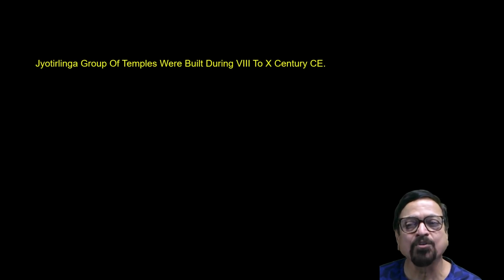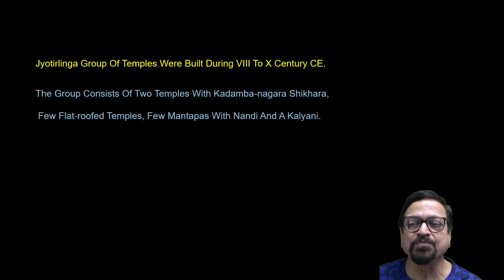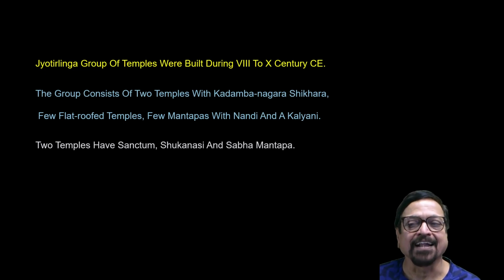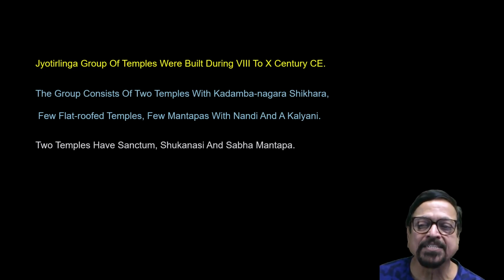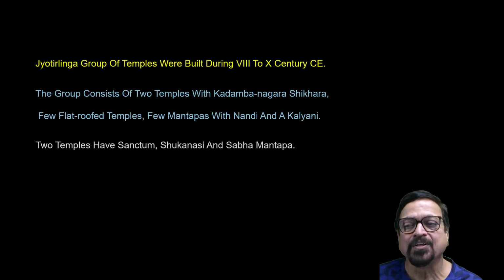Now the Jyotirlinga group of temples were built during the 10th century, 1000 years old now. The group consists of two temples with Kadamba Nagara shikhara. Now Kadamba Nagara, where else do you get it? In Goa, Tambdi Surla, yes, correct. A few flat roof temples, a few mandapas with Nandi and a Kalyani. Two temples have the same sanctum. Then sukhanasa, the idea coming from North India, and a sabha mandapa.